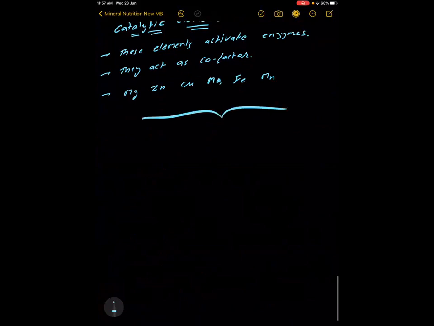Now the next part of mineral nutrition is a table, to explain the different functions of elements and their deficiency symptoms. There is a chart.